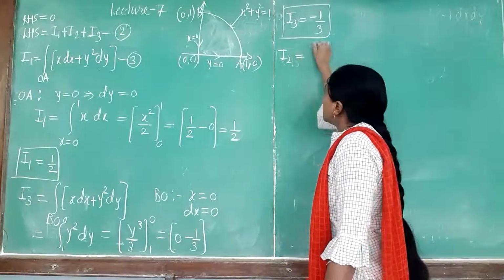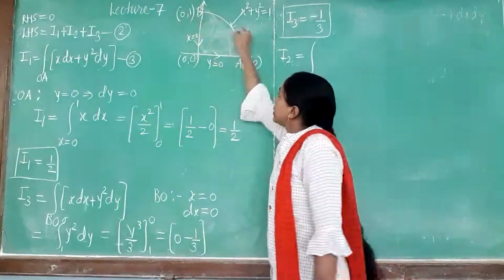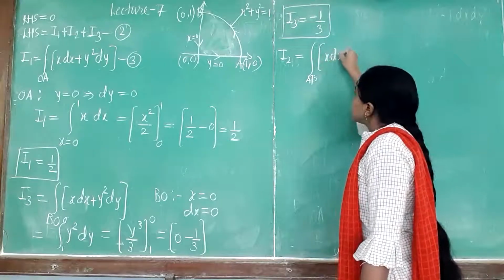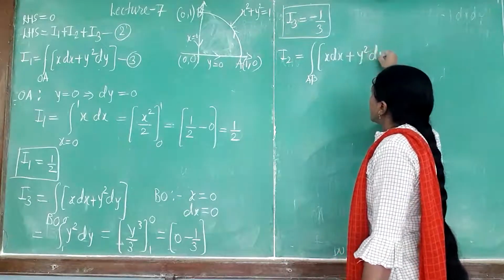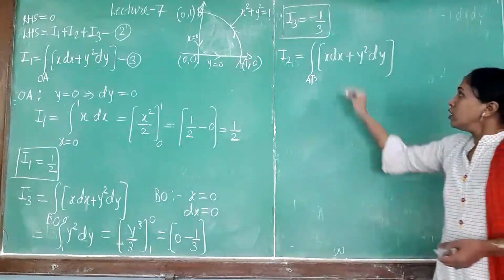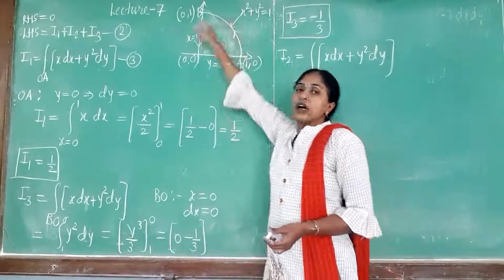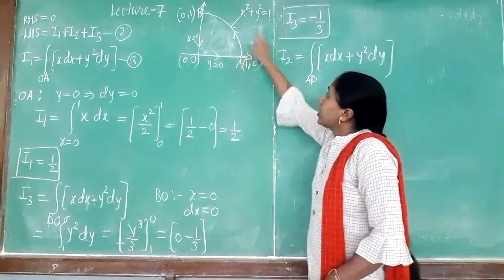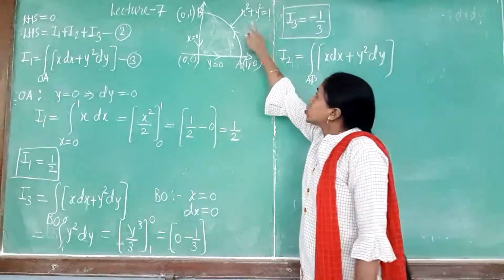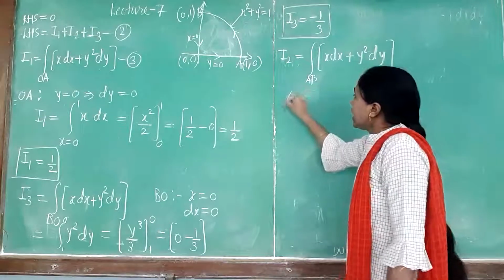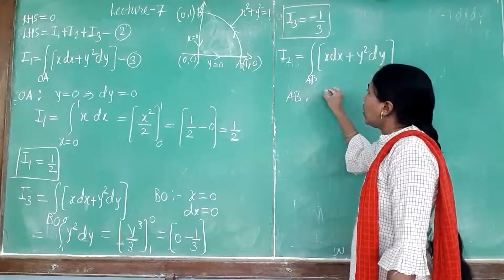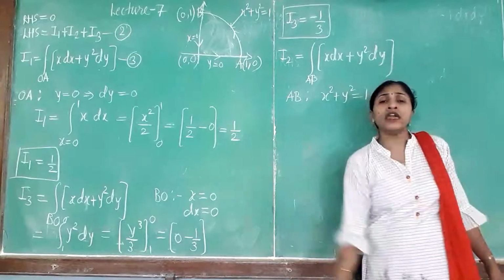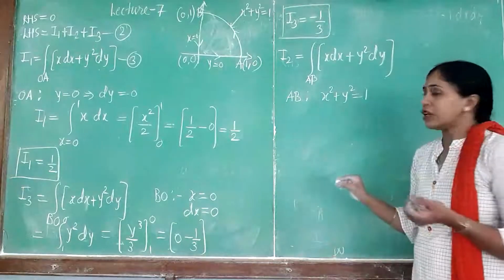Next, we want I2. I2 is the integral over A to B of x dx plus y square dy. Now AB is a curve, it is not a line, so we cannot directly write the equation of a line. The equation of the curve is given, which is nothing but a circle, x square plus y square is equal to 1. So we can use parametric coordinates.